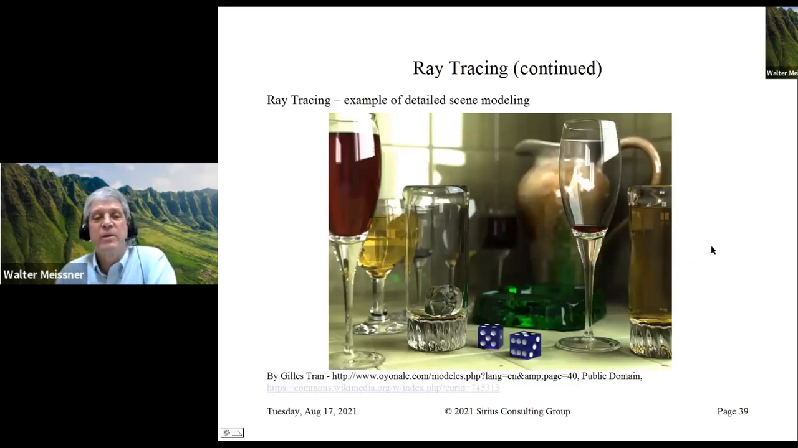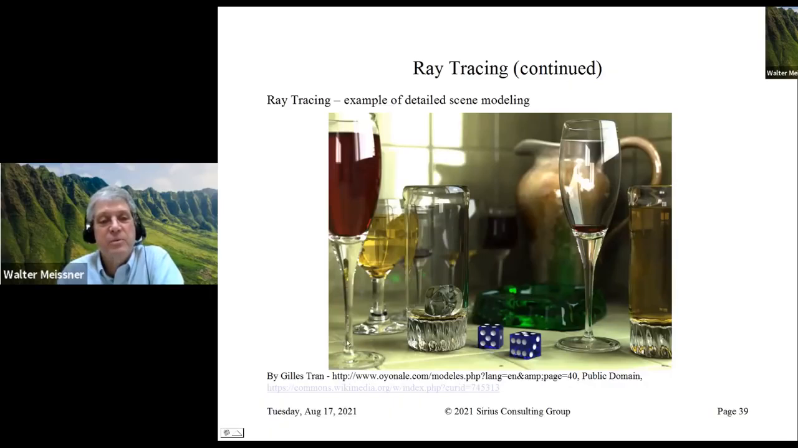Now here's a more elaborate ray tracing model. I really like this one. It's as if it were taken by a camera. There's some kind of light source in the upper right-hand corner, which is off screen. It comes down at a diagonal. You see window light over here. It's hitting each one of the glasses.